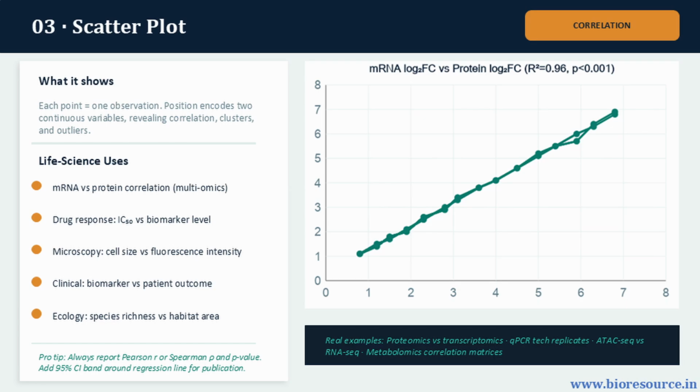Scatter plots are the best choice when you want to compare two continuous variables. For example, mRNA expression versus protein abundance, IC50 versus biomarker level, cell size versus fluorescence intensity, or biomarker level versus clinical outcome.